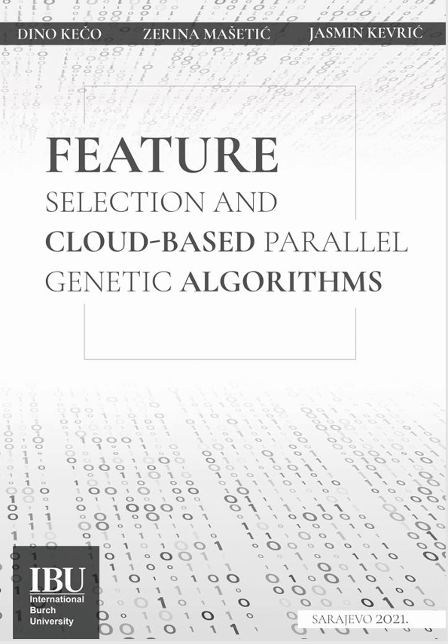Our guide for this is the publication Feature Selection and Cloud-Based Parallel Genetic Algorithms by Dino Keco, Zerina Masetic, and Jasmin Kevric. That paper gets to the core of a really major hurdle in data analysis today. In so many data sets, a lot of the info we collect is either redundant, like telling you the same thing twice? Pretty much, yeah. Or it's just irrelevant, and doesn't actually help you understand the main patterns or predict things accurately. Feature selection is about smartly picking out and keeping the stuff that really matters.